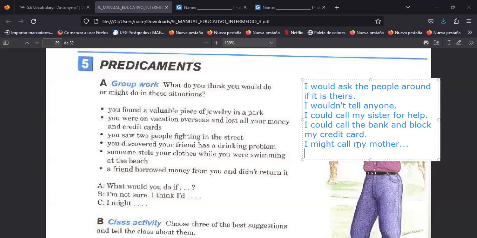Okay. Let's see. You saw two people fighting in the street. So you saw two people fighting in the street. Take my cell phone and start, how do you say this, recording. Recording everyone right now. Okay, so I might use my cell phone to record the fight. Okay. And upload it to, and what else? Recording the fight and upload it to maybe Facebook, I don't know, any kind of social media, like maybe Facebook.